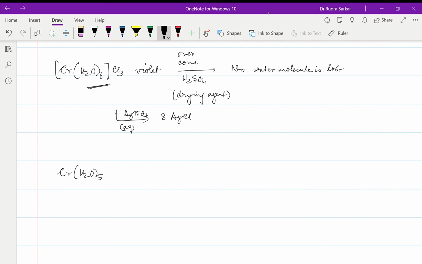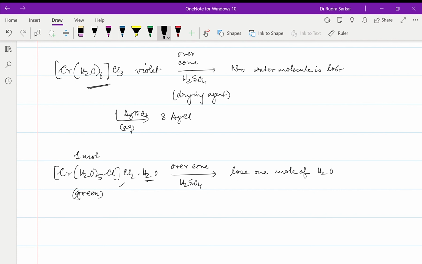Next, another complex, Cr(H2O)5Cl Cl2 dot H2O, which is obviously green in color, and if it is again just in a similar manner surrounded by H2SO4, and this complex is kept inside a petri dish. Now, since the water molecule is now lying outside the coordination sphere, what will be your observation? That it will lose 1 mole of H2O. So, if you have taken this to be as 1 mole, then 1 mole of water will be lost from this complex.